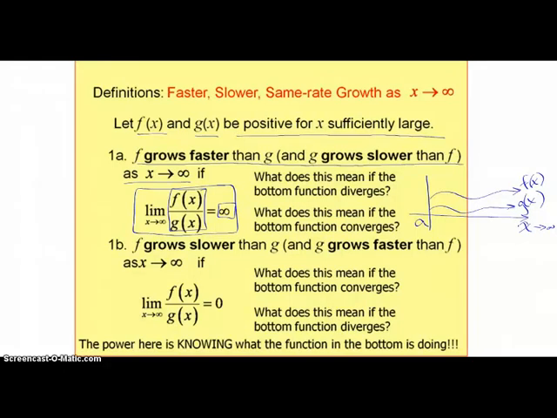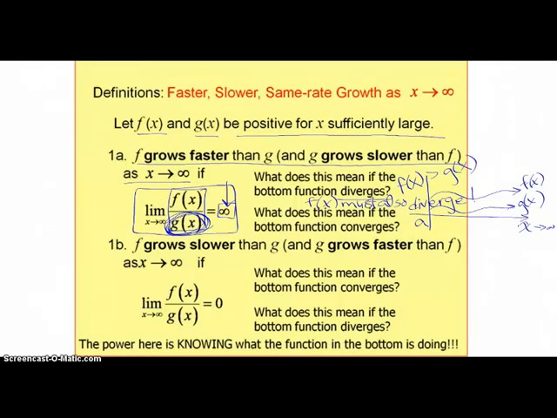So if the lower function, g of x, diverges, what has to be true about f of x? Well, f of x is bigger. Has to be bigger. That's what this is telling us. So if f of x is bigger than g of x and g of x diverges, then f of x must also diverge. That's pretty helpful. So it becomes really important that we know whether g of x converges or diverges.